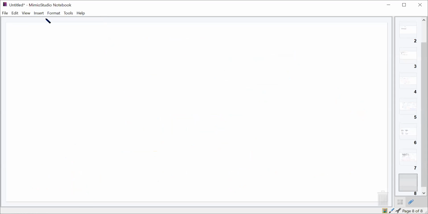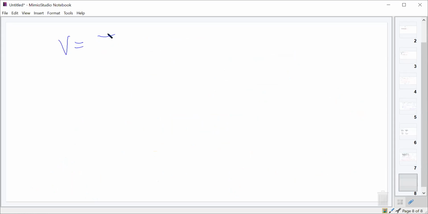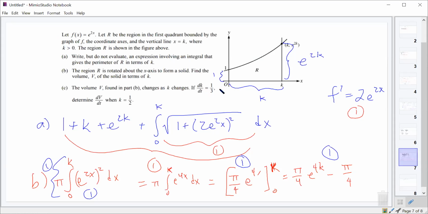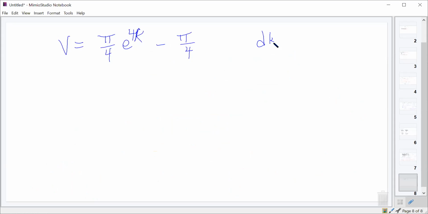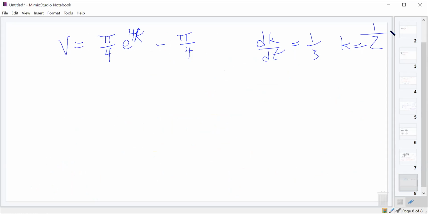All right, and then part D said the volume, which we found in part B, changes as k changes, obviously. If dk/dt is a third, determine dV/dt. So we've got volume equals pi over 4 e to the 4k minus pi over 4. And we have dk/dt as 1/3 when k is 2. No, when k is a half. And then we want to find dV/dt, so we'll take that derivative.